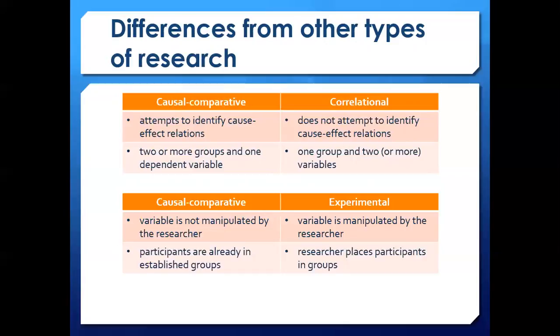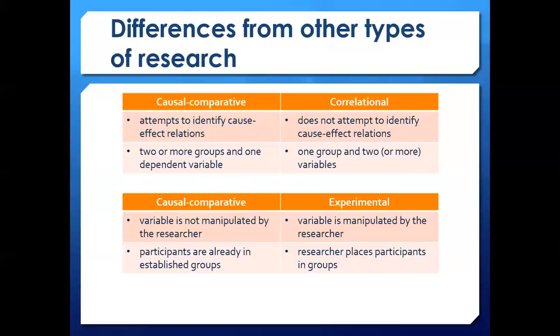A researcher wants to know what differences exist between full-day kindergarten and half-day kindergarten students in mathematics and reading ability as they progress through elementary school. This is going to be a causal comparative study. First of all, we know that because the participants are already in established groups. It's not going to be experimental. The two groups we have are full-day kindergarten and half-day kindergarten. The researcher will not be placing the participants in those groups. The researcher won't say, all right, these kids are going to go to full day, these kids are going to go to half day. Those are already established groups.